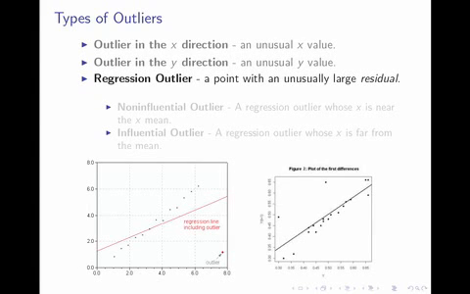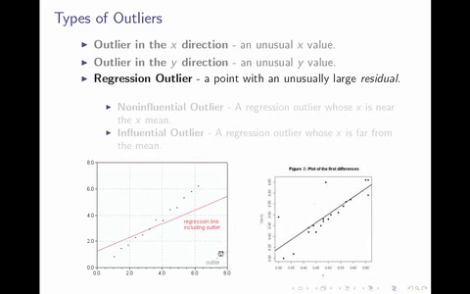Finally, we have regression outliers. A regression outlier is defined as a point which has an unusually large residual. Remember what the residual is. The residual is the y value minus the predicted y value. Visually, on the scatter plot, this is a very important point, the residual is the vertical distance from the point to the least squares line.